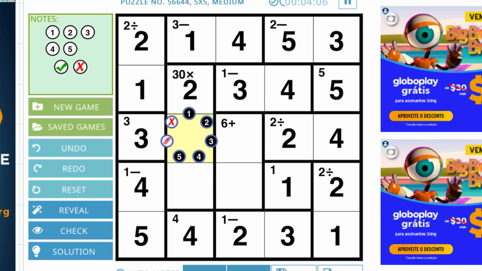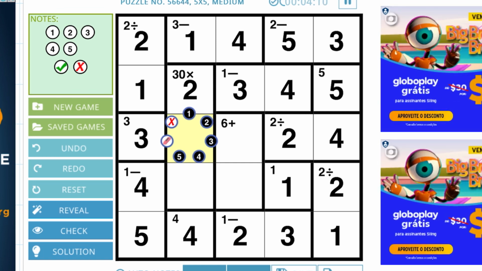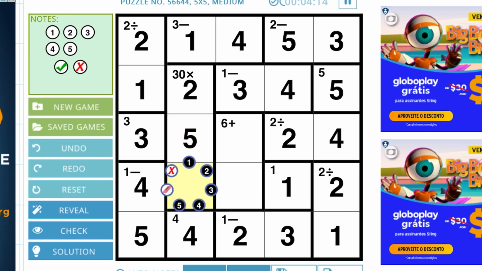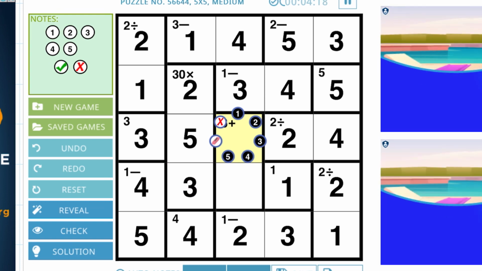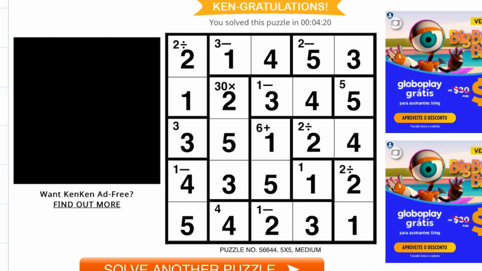What is multiplied to 30? Well, 2 times 5 times 3 gets us to 30. So the puzzle must be like this. That leaves only 1 here and 5 here. And we have solved our puzzle.